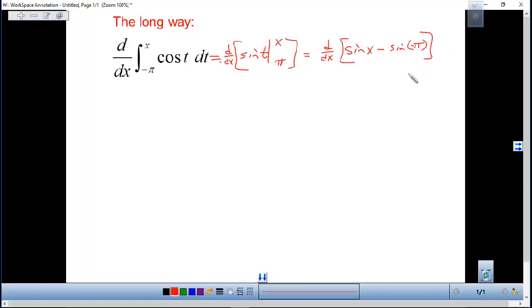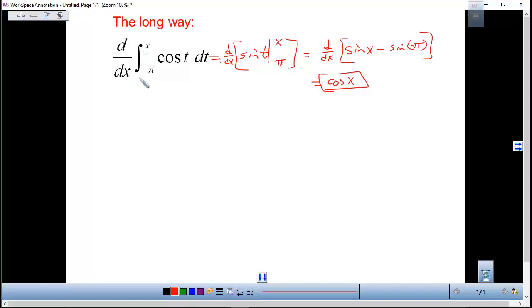Now, when I take the derivative of this, what's going to happen when I take the derivative of sine x? Well, I'm going to get cosine x. What's going to happen when I take the derivative with respect to x of negative sine negative pi? Well, sine of negative pi is going to be a number. It's actually going to be a 0, but even if it wasn't a 0, the derivative of that 0 would be 0, so we're going to end up with just cosine x.